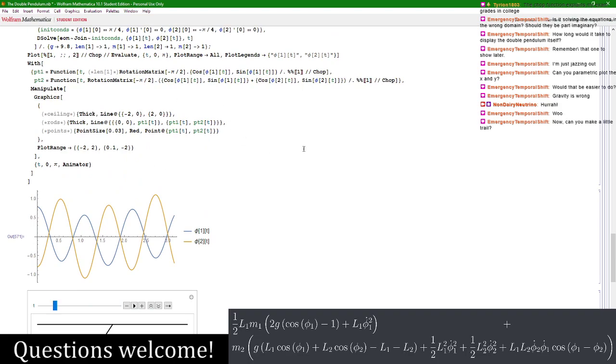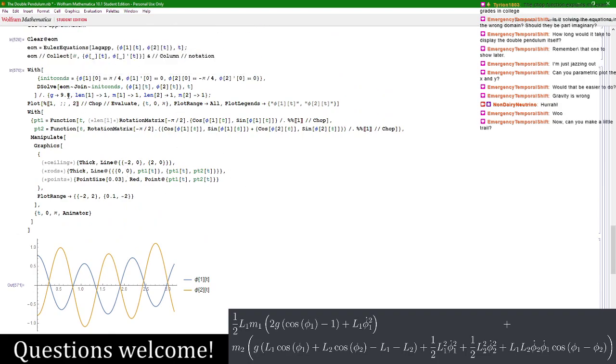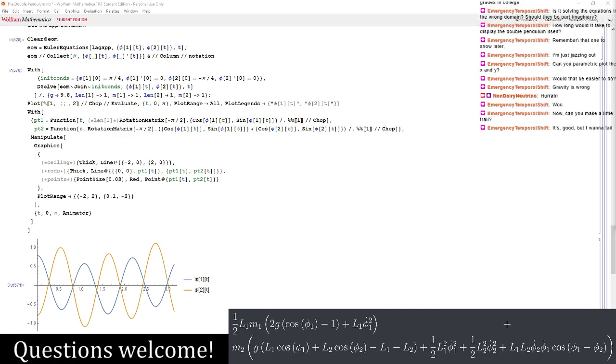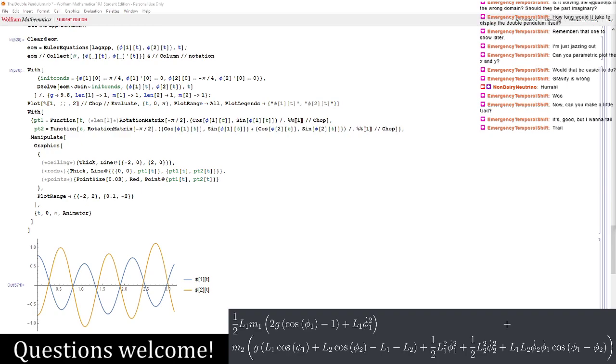Okay, I want to change some parameters. Here, I want to start a poll on what parameters we should change, because this is an interactive stream, darn it. We can change gravity. We can change lengths, or we can change masses. Or freeform, and just change all of them.